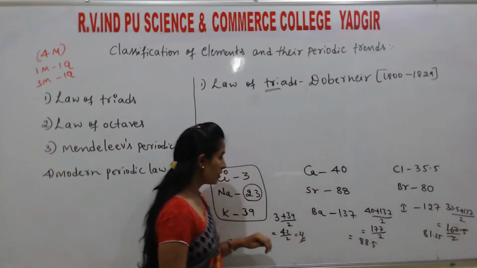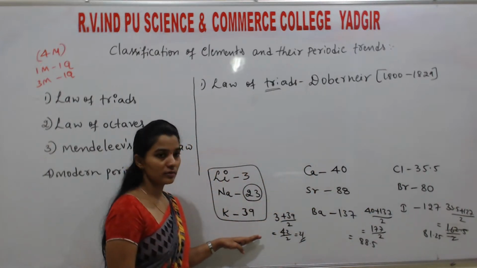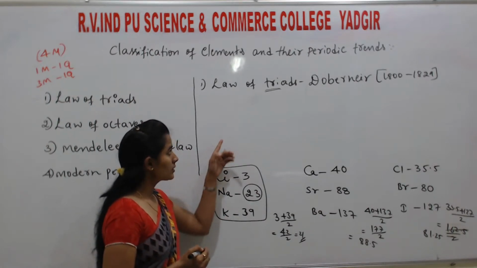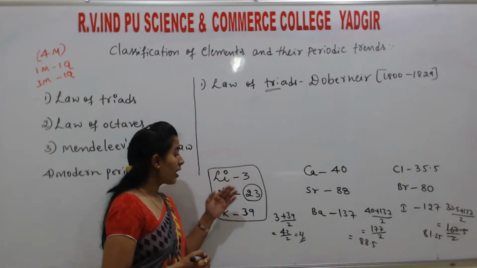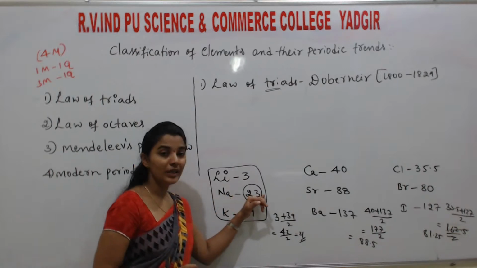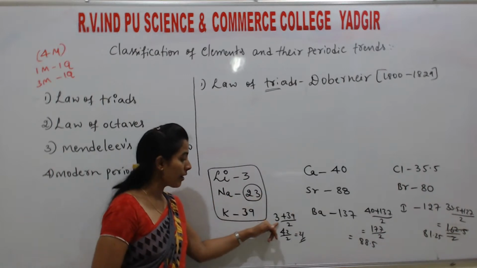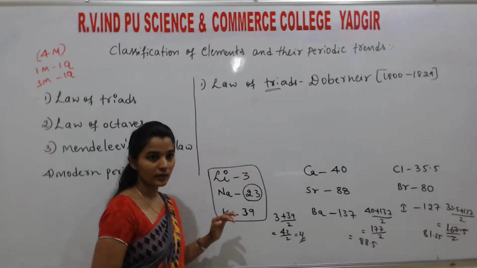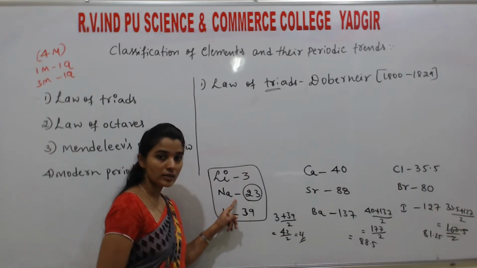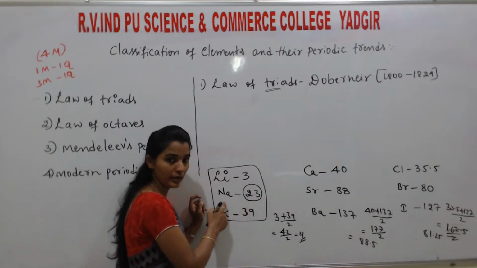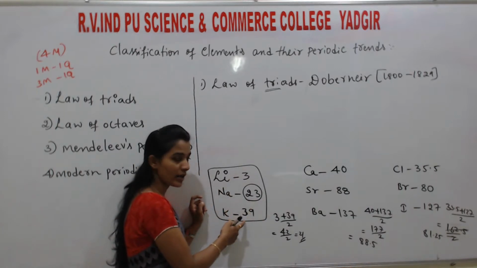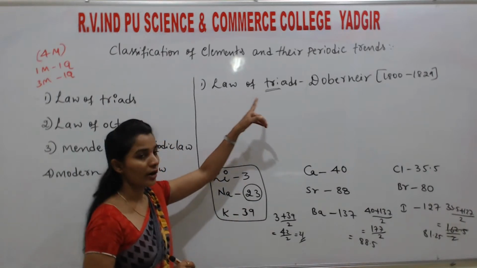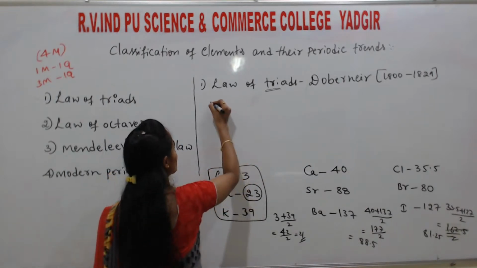Okay. So students, by this what you are going to get is, in the set of triads, the atomic mass of the middle element is the average atomic mass of the first and last element. Understand? The atomic mass of the middle element is the average mass of the first and third element. That is the statement of the law of triads. Okay? What is the statement?